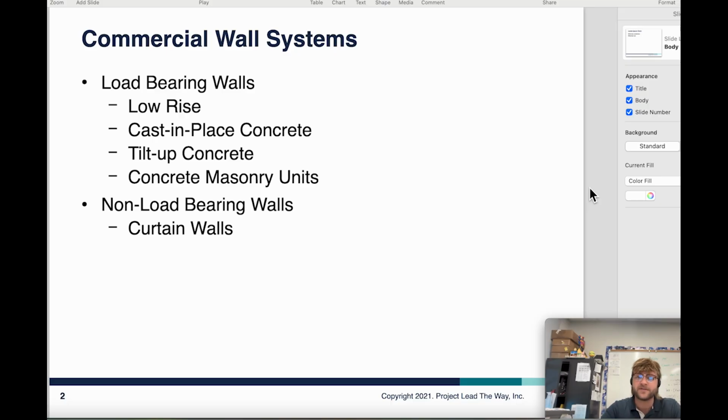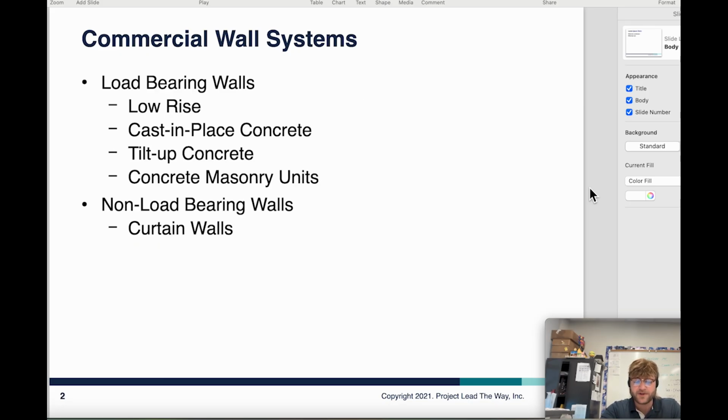In terms of commercial wall systems, we can break these down into two main categories. Those two main categories are load-bearing walls, which are walls that can support floors above it, also roofs, and other structural elements. So it supports not only its own weight, but also the weight of elements above it. Non-load-bearing walls are walls that support only their own weight. This is typically for partitions in buildings, right?